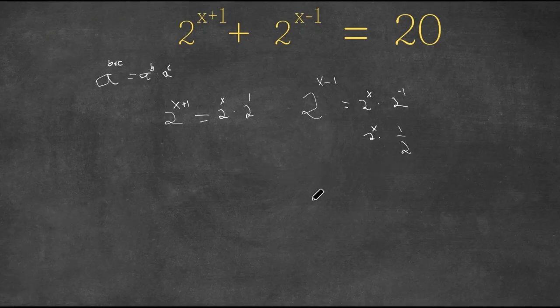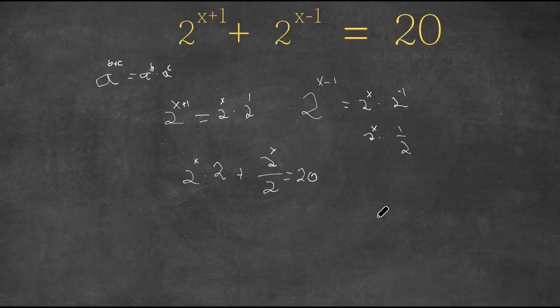So now that we know this, why don't we write our equation in its simplified form? So we're going to have 2 to the power of x times 2 to the power of 1, which is simply 2, plus 2 to the power of x times 1/2, which is the same thing as 2 to the power of x over 2. And this is still equal to 20.